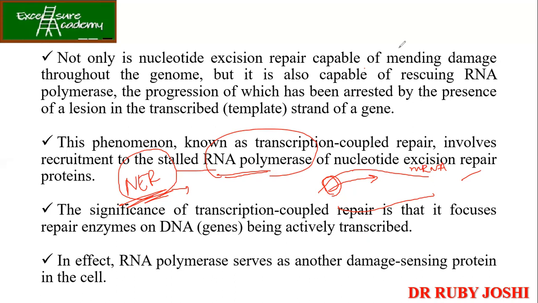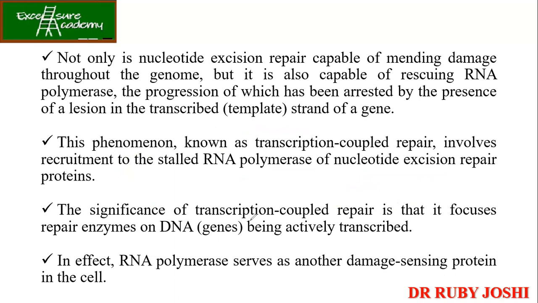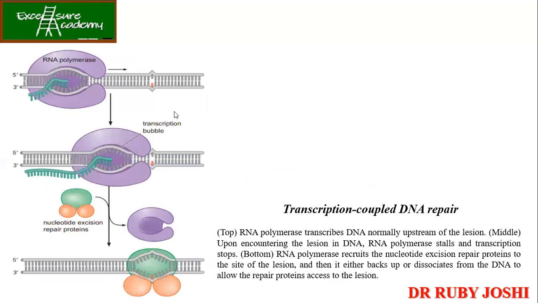Okay, let's see that. So the significance of transcription-coupled repair is that it focuses the repair enzymes on DNA being actively transcribed. So RNA polymerase serves as another damage-sensing protein in the cell. So we'll see how. Okay, so this is called transcription-coupled DNA repair. So what is happening? Can you see? Here your template, sorry, not this one. One second. Okay, this one is used as your template. And you can see that mRNA is being synthesized.